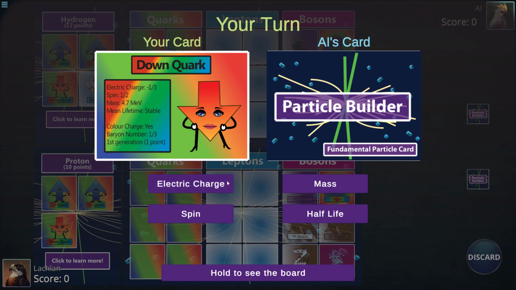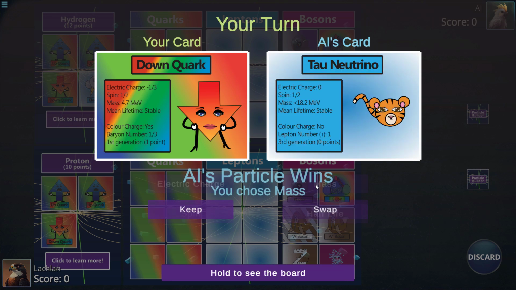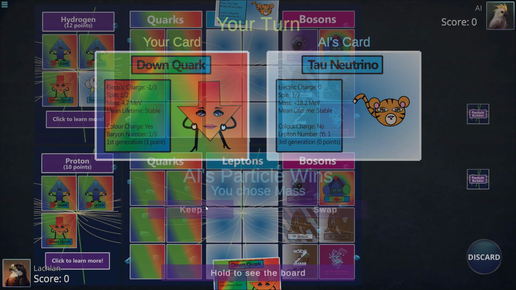So I can choose electric charge, mass, spin, or half-life. In this case, I might go for mass. And if we have a look, the AI's particle is actually heavier than mine, which means that I lose this round. If I lose, then I don't get the option of swapping cards with the AI, I just have to keep my card. So I click keep.